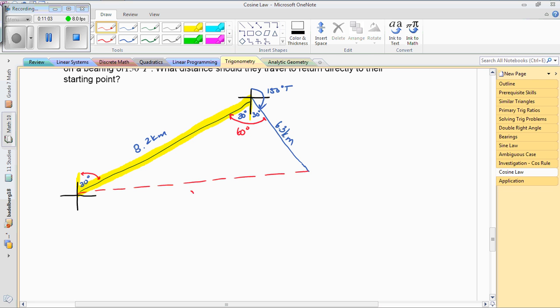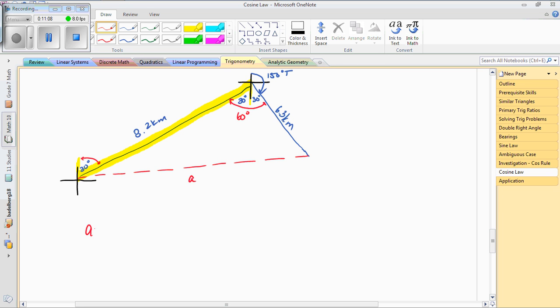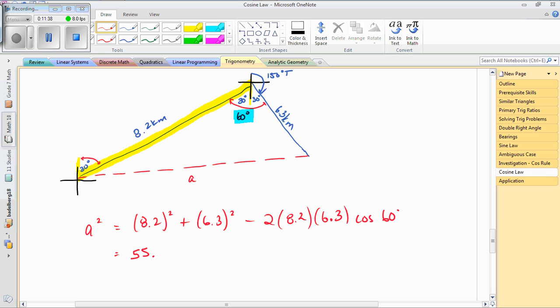Hopefully you see a triangle where you have two sides, an angle that's contained between the two sides, and the side that you want to find. Let's call that little a. Now, I'm simply using the cosine formula. A squared is equal to 8.2 squared plus 6.3 squared minus 2 times 8.2 times 6.3 cos 60 degrees. Finding the 60 is probably the most difficult part of this question for most people, aside from drawing the diagram. Using my calculator, I get a squared is equal to 55.27. That means that a is a distance of 7.4 kilometers.